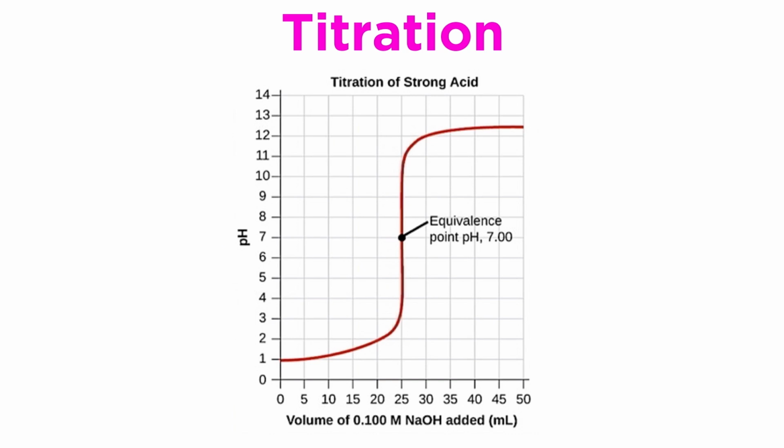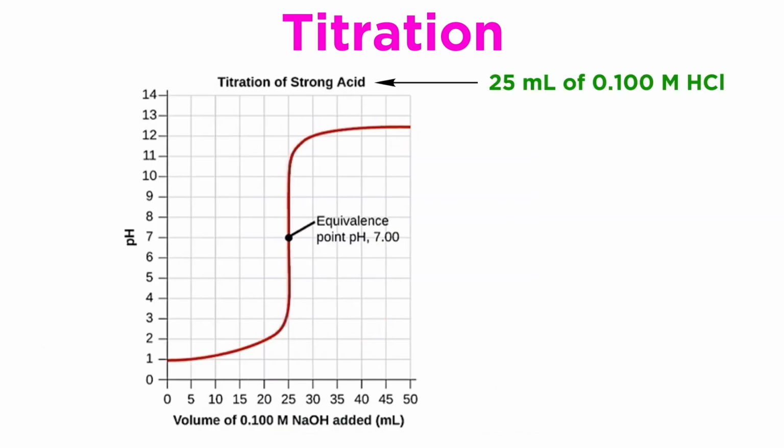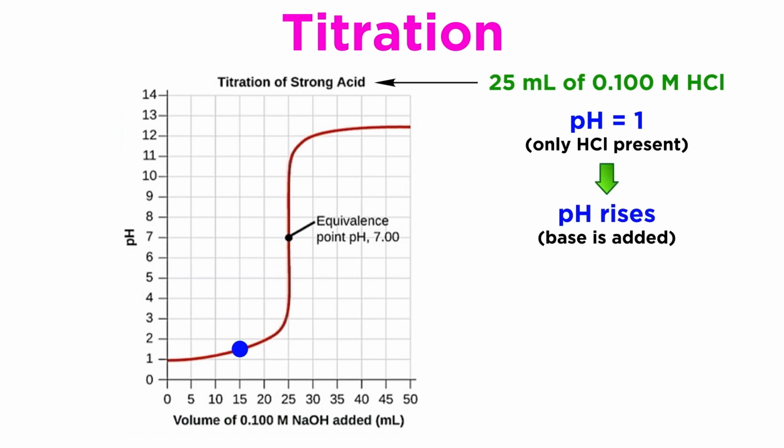First, let's examine the simplest situation, the titration of a strong acid with a strong base, by looking at this titration curve. Let's say we have 25 milliliters of 0.1 molar hydrochloric acid, and we are titrating with 0.1 molar sodium hydroxide. At first, there is only hydrochloric acid in solution, so the pH starts off quite acidic, around 1. As base is added, some of the acid is neutralized, slowly raising the pH. Once 25 milliliters are added, this is enough to reach the equivalence point.